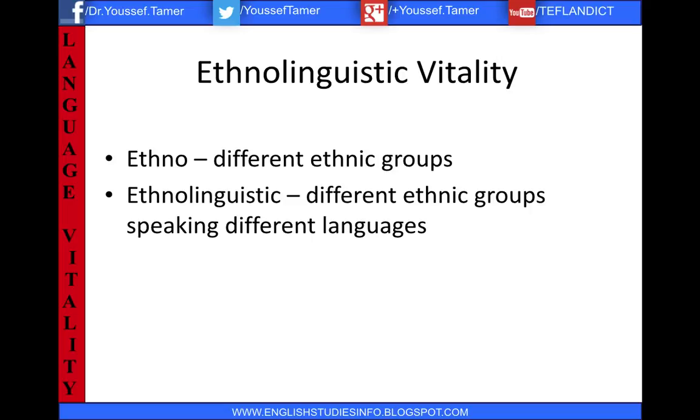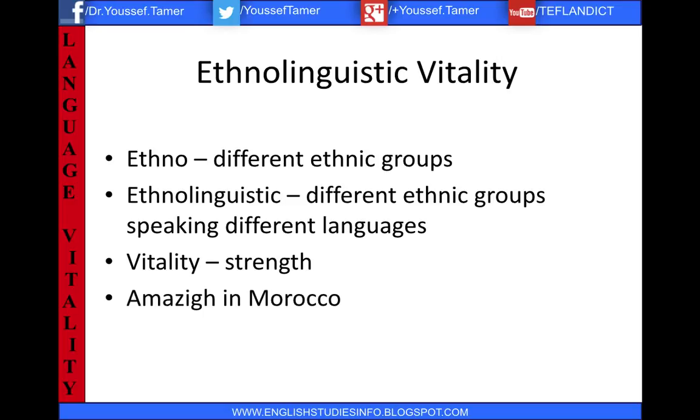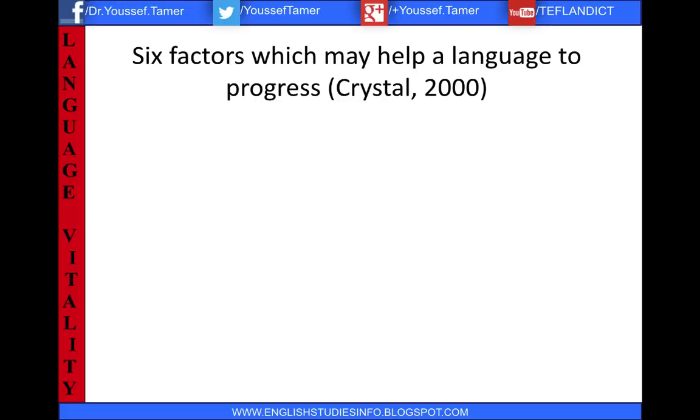When you have different ethnic groups, like in Morocco, we have Amazigh and Arabophones, or Arabs, these different ethnic groups speak different languages. And when we have this, we talk about what we call ethnolinguistic vitality. Vitality has got to do with strength, like Amazigh in Morocco, in addition to Arabic, of course.